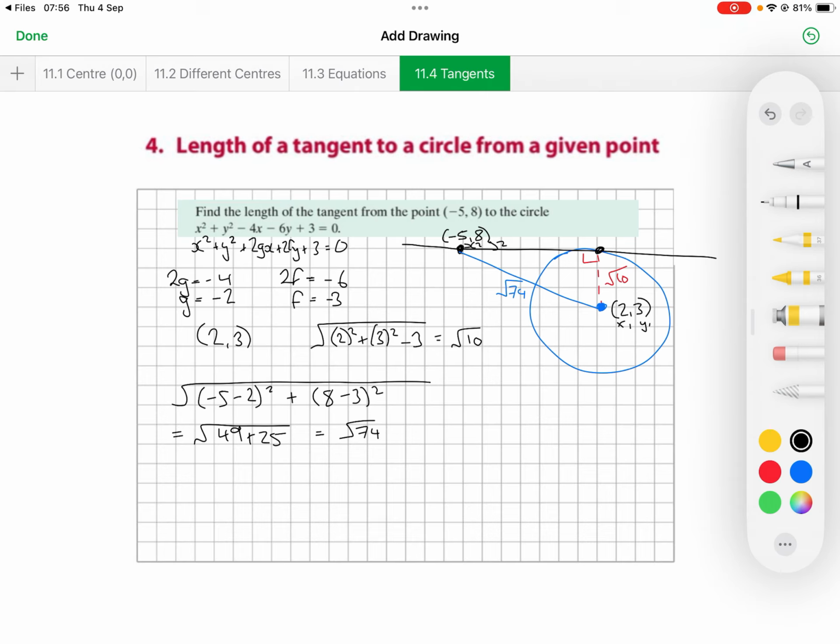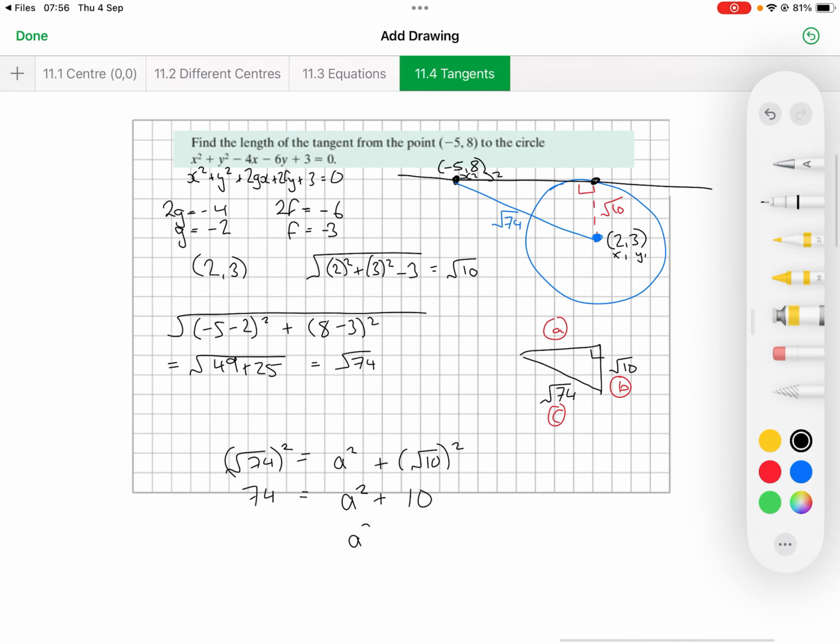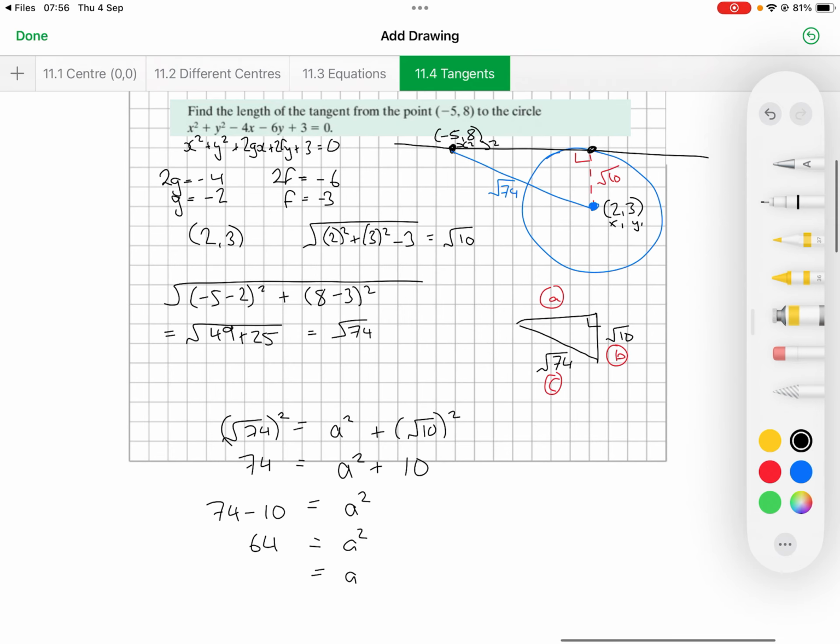And all I'm going to do is use Pythagoras' theorem. So I have this little triangle. I know that this side is root 10, this side is root 74. C squared, C is this side. A and B doesn't really matter. So I know that C squared, root 74 squared, equals A squared plus B squared, and B is root 10. So 74 is equal to A squared plus 10. So A squared equals 74 minus 10. So 64 equals A squared. So A is equal to root 64, which is 8.